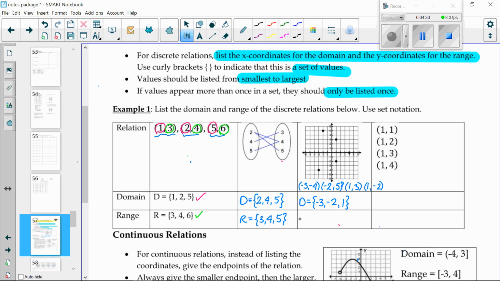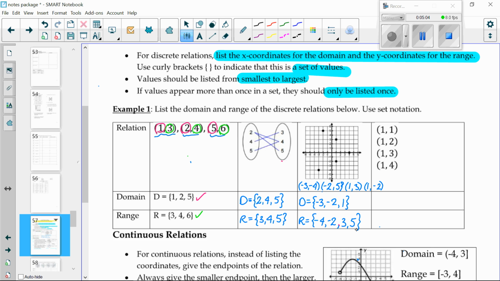Okay? And then for my range is -4. I'm going to write them in order, -2, 3, and 5. Don't worry about it too much if you don't write it in order, but it is a habit that you need to get used to doing properly.